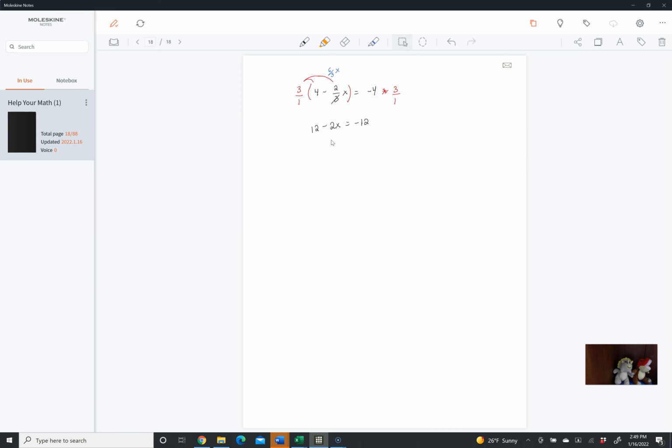And now this is a regular linear equation where we want to get the constants on one side and the x's on the other side. We have an x on the left, but not on the right. So let's keep the x on the left and move the constant that's on the left over. So we're going to use inverse operations. This is a positive 12. To get rid of it, we're going to subtract 12 from both sides. So we get -2x is equal to -24.